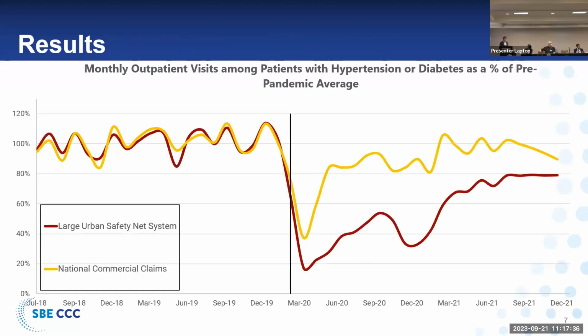So here's some of our descriptive results. So this is just comparing people in commercial insurance to people within our safety net. And this is just in-person visits. So if we look at the number of in-person visits, you can see there's a clear drop that happens right at the pandemic. And this is benchmarked to 100%. So you can see actually that in-person visits dropped in our safety net population to less than 20% of where they were pre-pandemic. And then it rebounds, but it rebounds only to about 80% by the end of 2021.